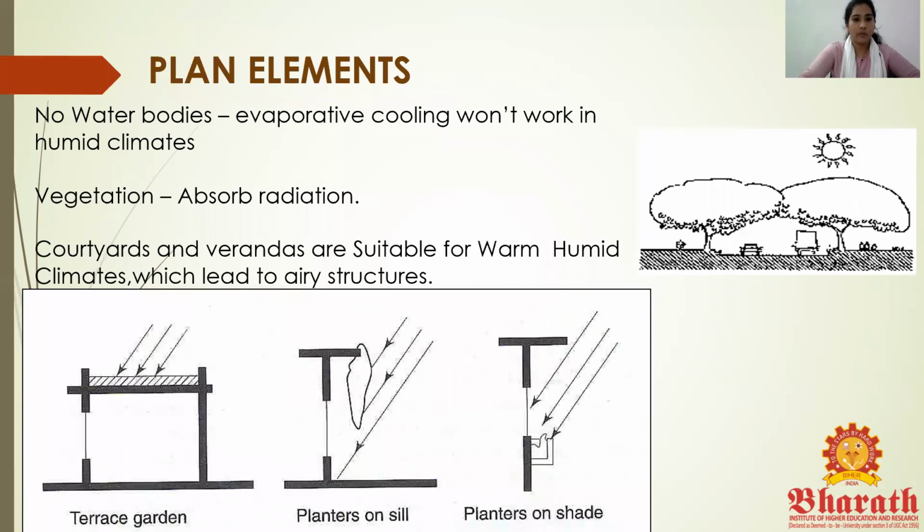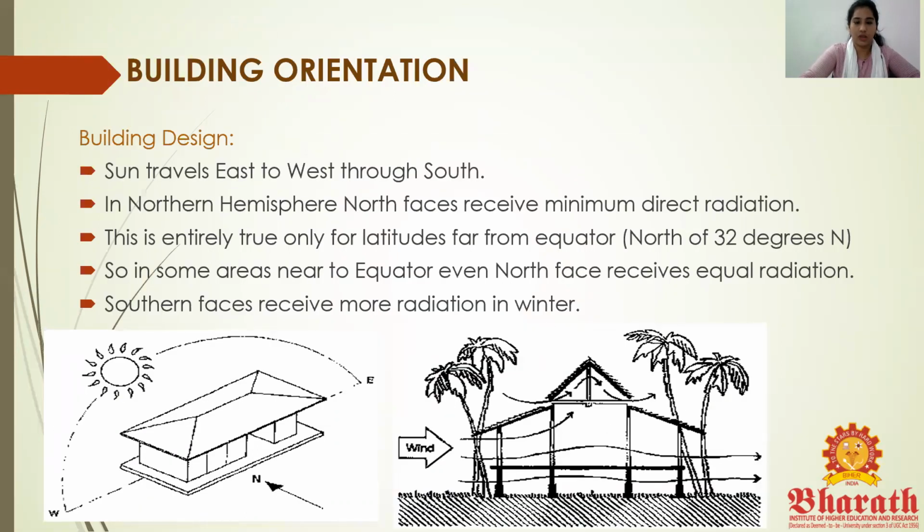Your other plan elements: in the case of humid areas, no water bodies, since evaporative cooling won't work in humid climates. Vegetation should be there to absorb the radiation. Courtyards and verandas are very suitable for warm and humid climates, leading to very airy structures, because for humidity you have to have increased air movement. So looking at your building orientation in the building design, the sun travels from east to west through south.